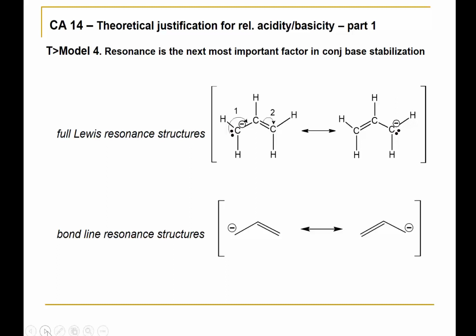So you've done a tutorial on resonance, and at the top we show full Lewis resonance structures, but on the bottom we're showing the bond line resonance structures, and of course we work more often with bond line structures. When you have an anionic carbon, hopefully now you're getting comfortable that there is indeed a lone pair of electrons. This lone pair of electrons is actually delocalized, and the negative charge sits on both the left-hand side carbon and on the right-hand side carbon.